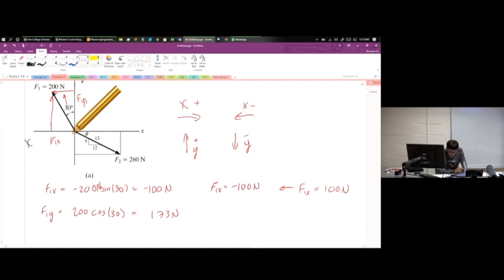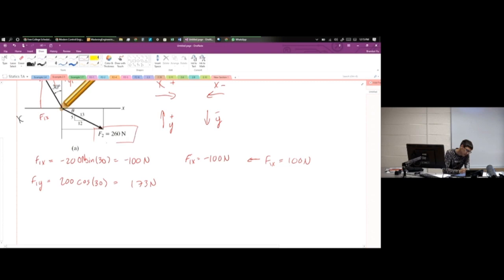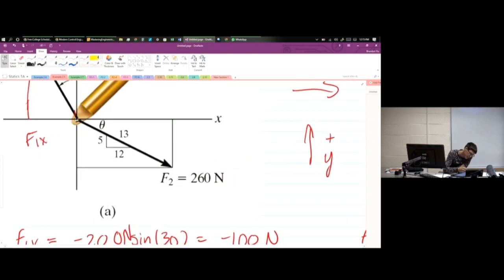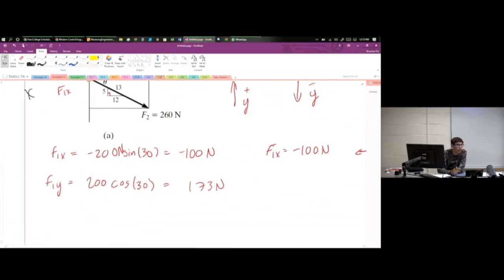And then for the F2 force, we're not given this theta angle. We're given this triangle. So we assume that this is a right triangle, so we would have 5 in the y and then 12 in the x direction, and then that would be 13. So we can use this triangle instead of the angle to determine the way that the force will go in the x and y direction.